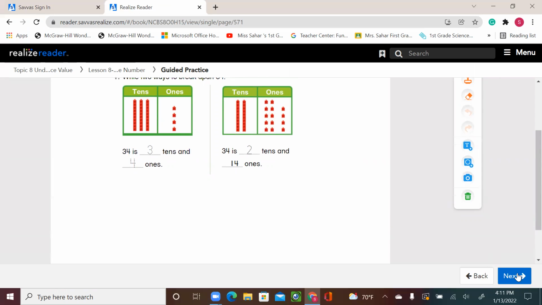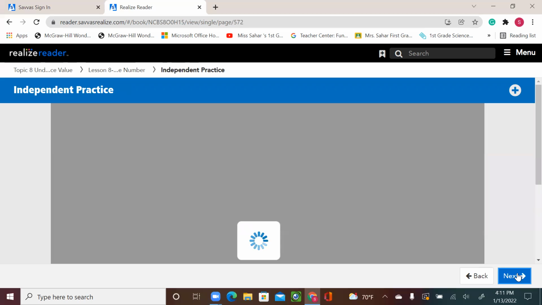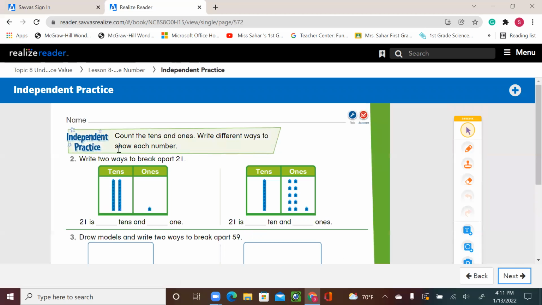Let's do one from our independent practice, and we go to the activity we have. Count the tens and ones, write different ways to show each number. Write 2 ways to break apart 21. So the first one is done for us, 21. You have the 2 tens and 1 one. Okay, now I need a different way. So this is the 2 tens and 1 one. Let's write this down.